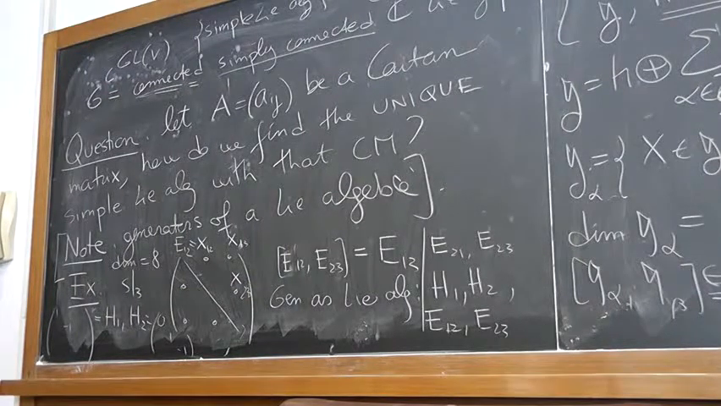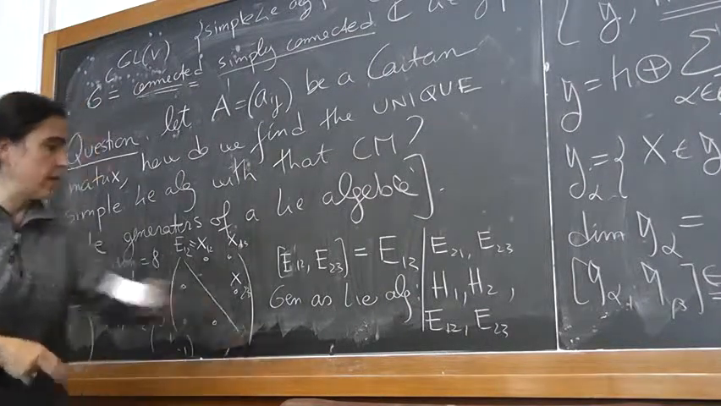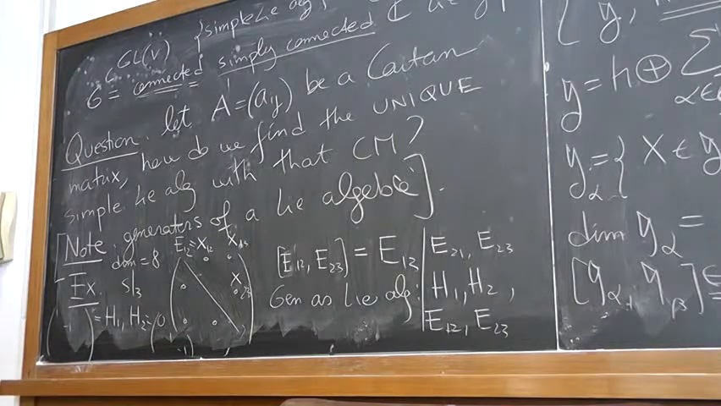So, how do we find the unique simple Lie algebra with that Cartan matrix? That is the question I wanted to face. So what you do is the following.